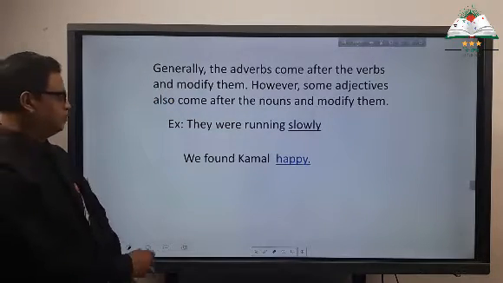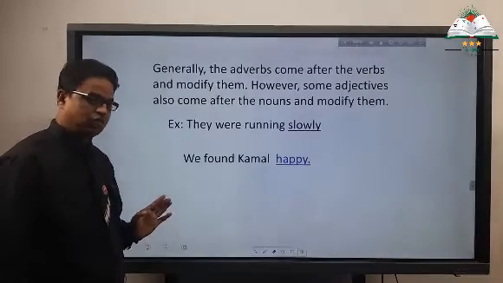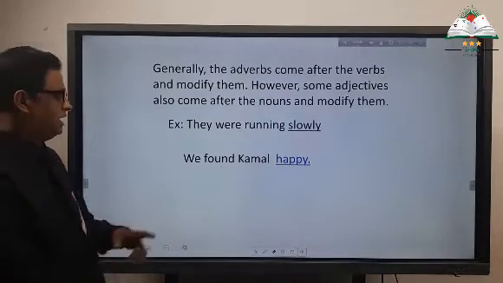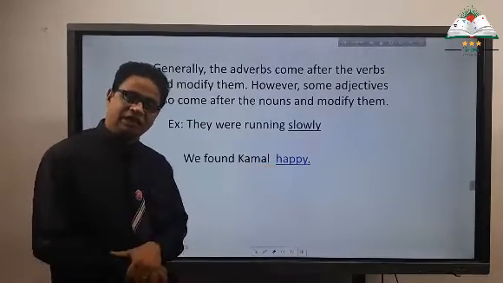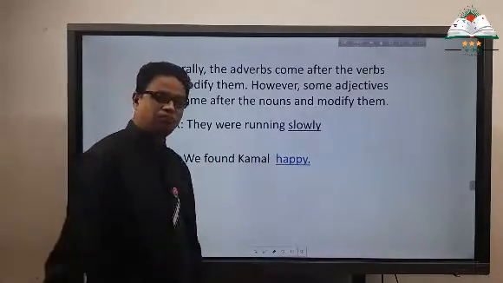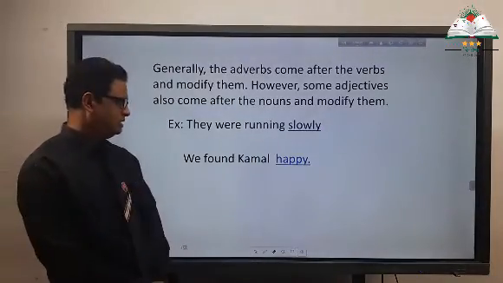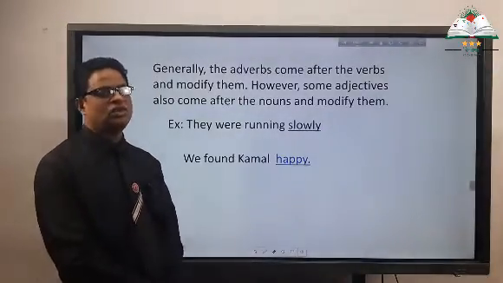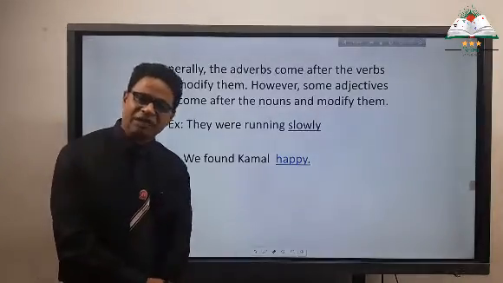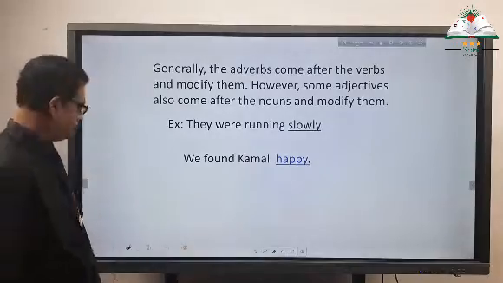Another example: adjective can be placed after noun as post-modifier. Here you find: we found Kamal happy. The word happy is an adjective that has been placed after noun as post-modifier of noun. So it is known to all of us that adjective is not only used as a pre-modifier of noun, but also it may be used as post-modifier of noun, and this is the example.